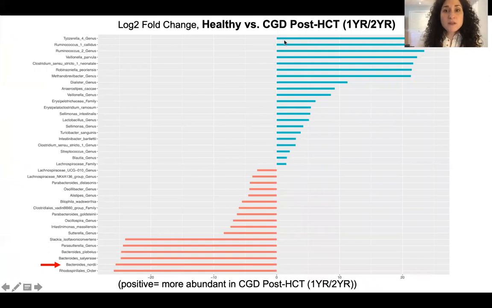So here I'm showing you the taxa that are differentially represented between samples from patients 1 to 2 years post-transplant and healthy individuals. And here what we see is that, of course, the microbiota in CGD patients post-transplant is not exactly like that of healthy individuals. There are still several taxa that are differentially represented. Nevertheless, there is certainly a shift in the microbial community structure. And I'm pointing out here that there is still a bacterial taxon that remains underrepresented even post-transplant, which is Bacteroides nordii.